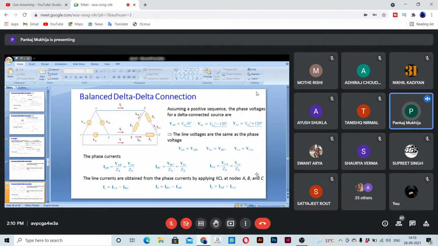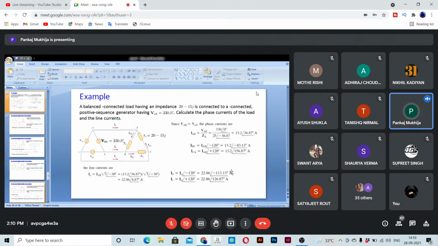We already have phase currents and we are obtaining line currents. Once you cover all four cases, you will easily see the analogy. In the YY case, we found that line current was the same as phase current. Here we find line voltage is the same as phase voltage. There we obtained line voltages, here we are obtaining line currents. So this is one example.